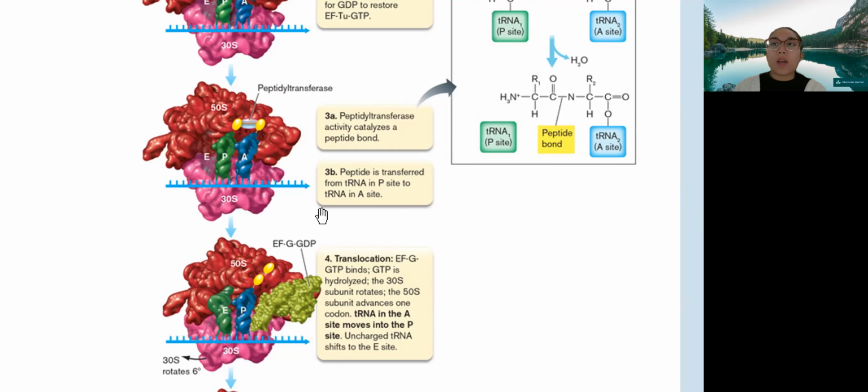So basically what happens is this EFG comes with its GTP. The GTP is hydrolyzed, which releases energy, and that energy basically pushes these two, and they both shift over. So as you can see, this tRNA has now moved to the E pocket, and this tRNA has now moved to the P pocket. Okay, cool. So that's that.